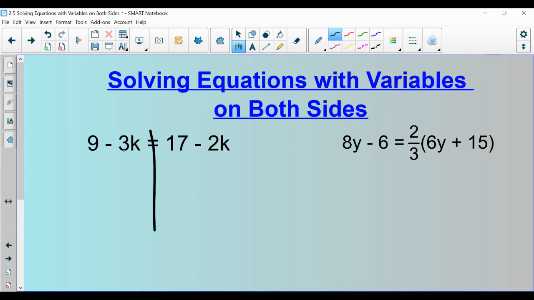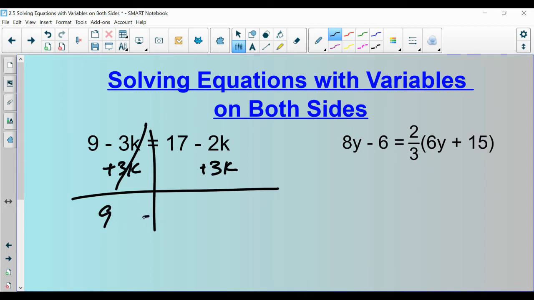So I have a minus 3k over here. I need to get the k's to the same side, so I'm going to add a 3k to both sides. Those cancel, and you get 9 is equal to 17 plus 1k, or just k. Now, it's worth noting that you could have decided to move this minus 2k to the other side by adding 2k. You're still going to get the same answer. So if you did that, that's fine.